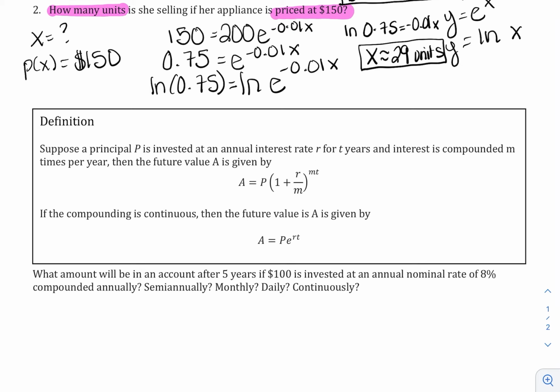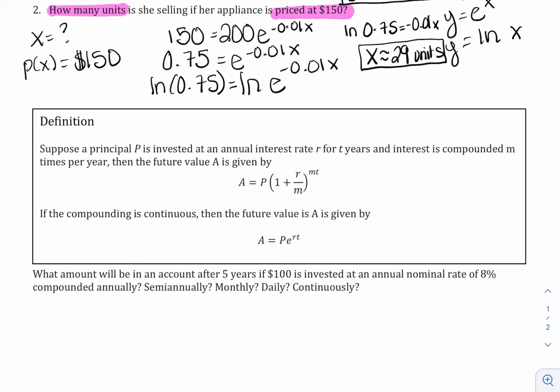So suppose you have a principal P. Principal P is the original amount. Okay, so the principal, the original amount, is invested at an annual interest rate R. R for rate, so that's easier to remember. For T years, so T is in years for this formula. And interest is compounded M times.